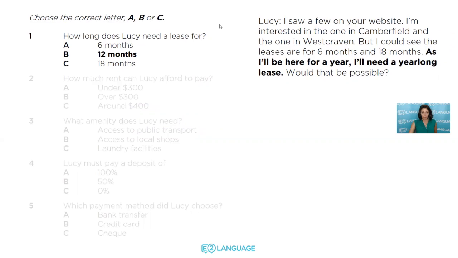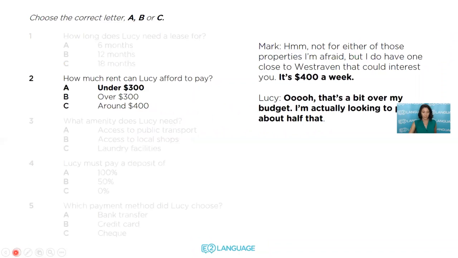Question number 1, I think you all got that one right. How long does Lucy need the lease for? And she said, I'll be here for a year, so I'll need a year-long lease. So a year-long lease is the same as 12 months. So the answer is B.